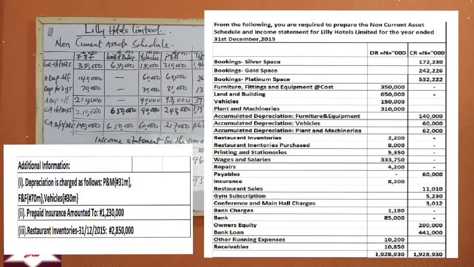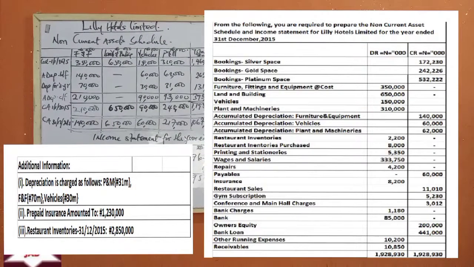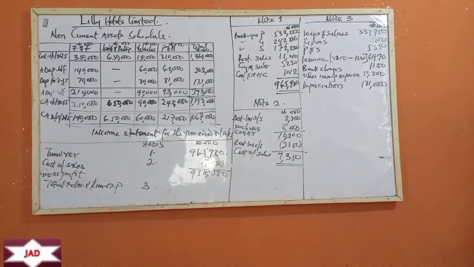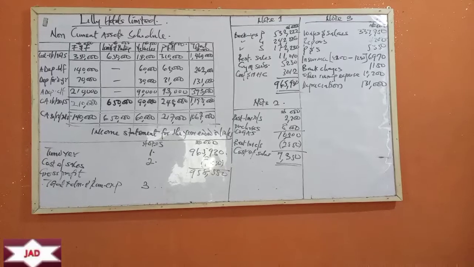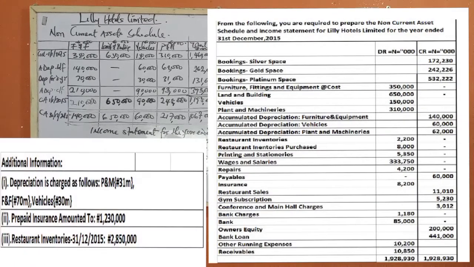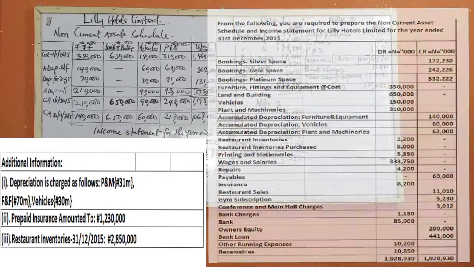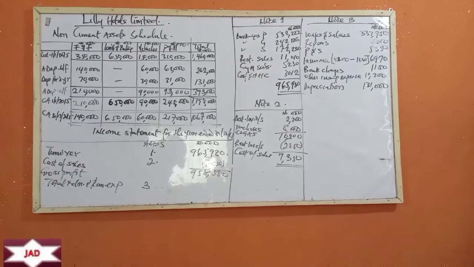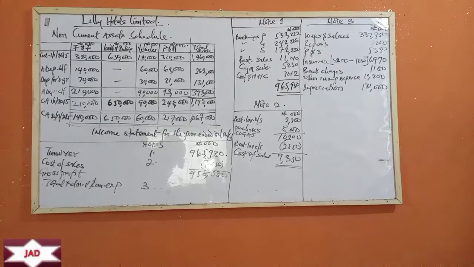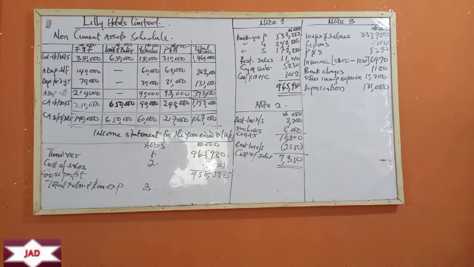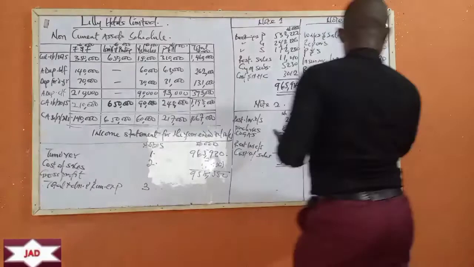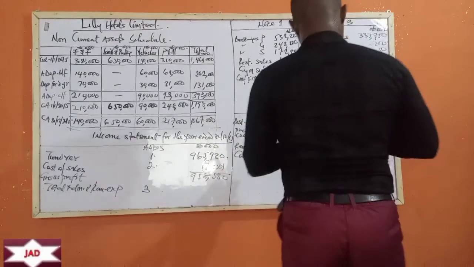So is there any other item we need to know? You can check again to be sure. Let's be sure we've taken all the incomes, we've done the asset schedules, we've considered the inventories. Bank charges, we've taken printing, we've taken wages, repairs, we've taken bank charges. So that's it. So let's add up to get our total expense.